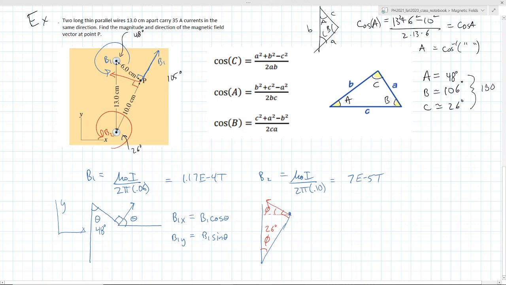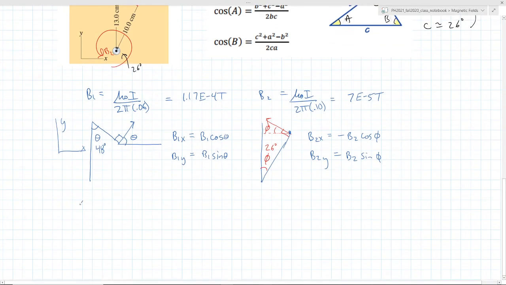So the two contributions that you have are the x piece for B2. You can see it's pointed in the negative direction, so it would actually be negative B2 cosine phi. And the y piece is positive, so that would be B2 sine phi. Okay, so now we have defined the x and y contributions from each magnetic field due to each wire. So then we would need to add them up.